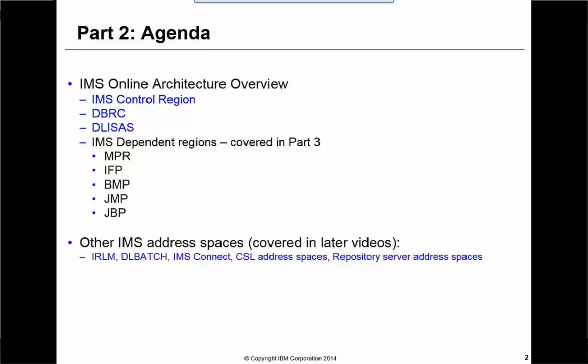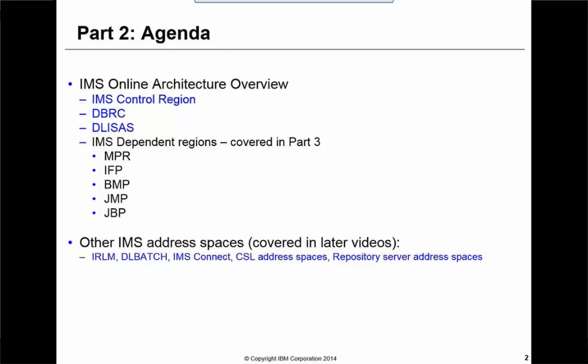And then the application programs run in separate address spaces called dependent regions. And there are different types of dependent regions. There's MPRs, IFPs, BMPs, JMPs, JBPs. And so these we will cover in the next video called IMS Fundamentals Part 3, Dependent Regions. In addition to these address spaces, there's a whole bunch of other address spaces that an IMS customer can turn on or use. There's the IRLM address space, there are DLI batch address spaces, there's IMS Connect, there's CSL address spaces, there's repository server address spaces, and those we will cover later in other videos.